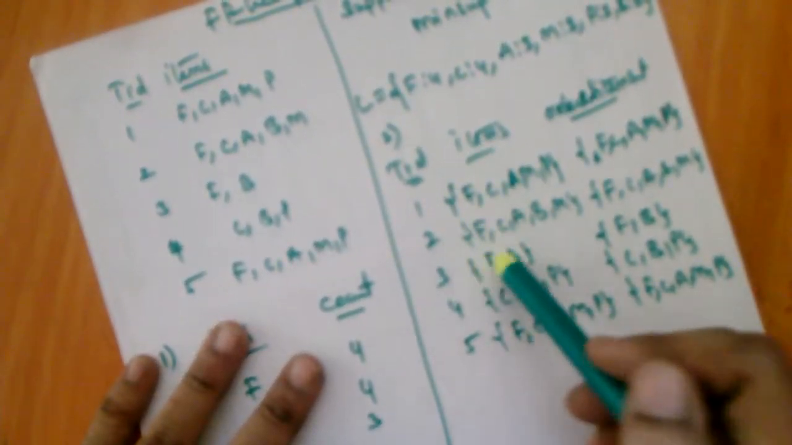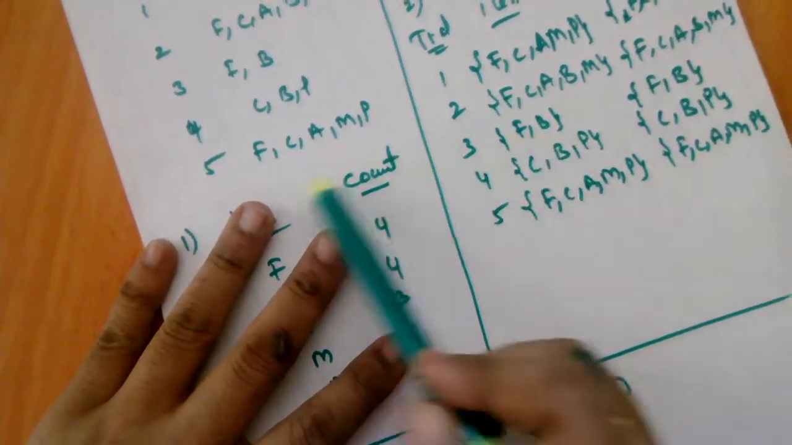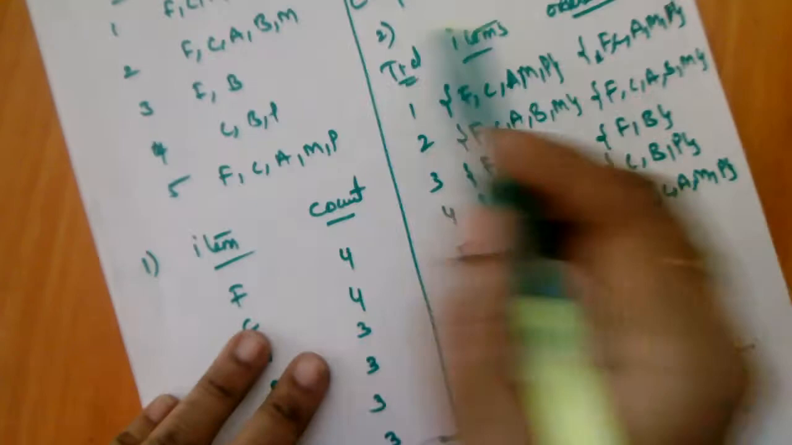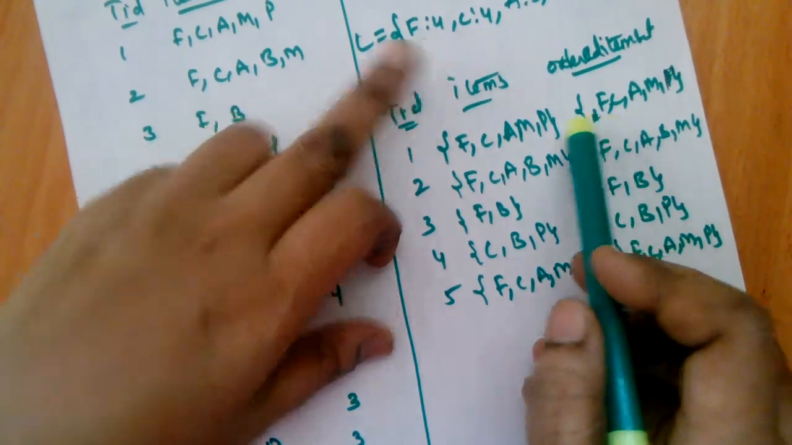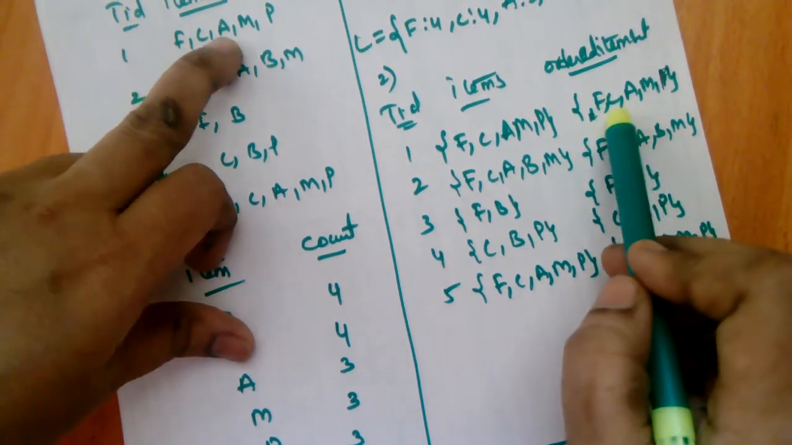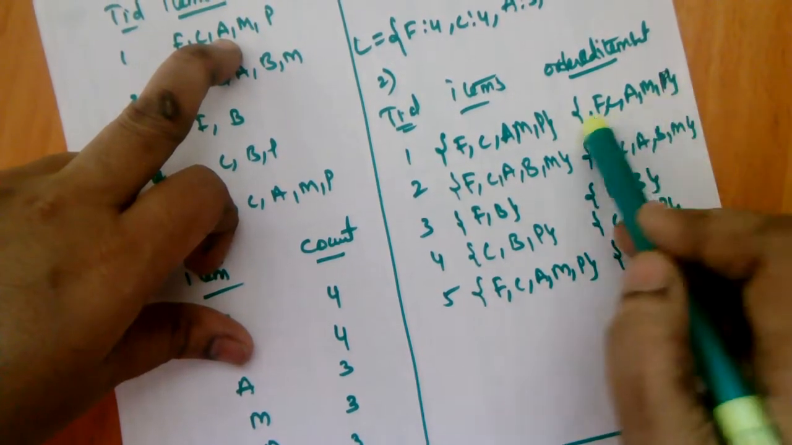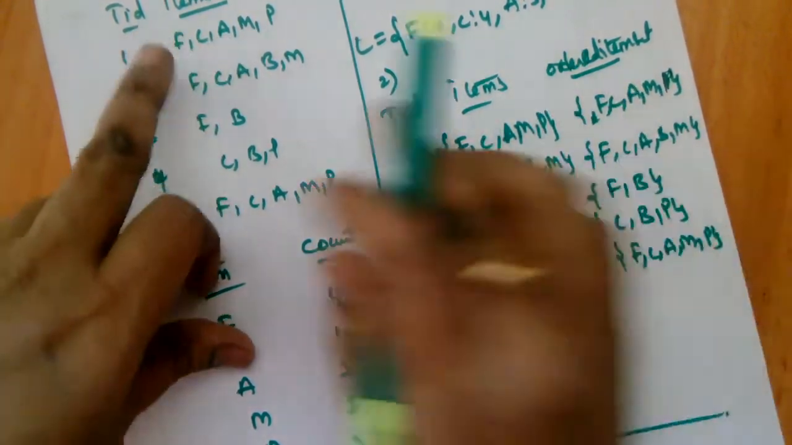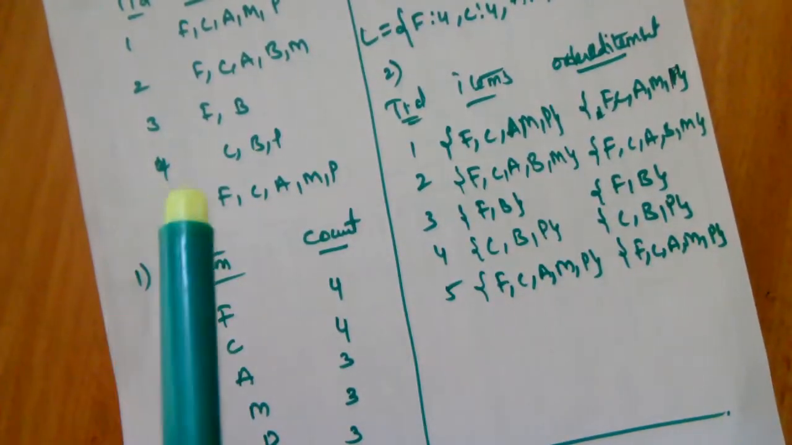Okay, now the items of these are FCAMP, FCABM, third one FB, fourth one CBP, fifth one FCAMP. Now you find the order, that means based on their frequencies. What we have: first, highest is F, next C. F and C are equal, so I am arranging F and C. Next A, we have A, M, P, both have the same, so I am arranging FCAMP. All of these are frequent, so based on their frequency we have to order these items.